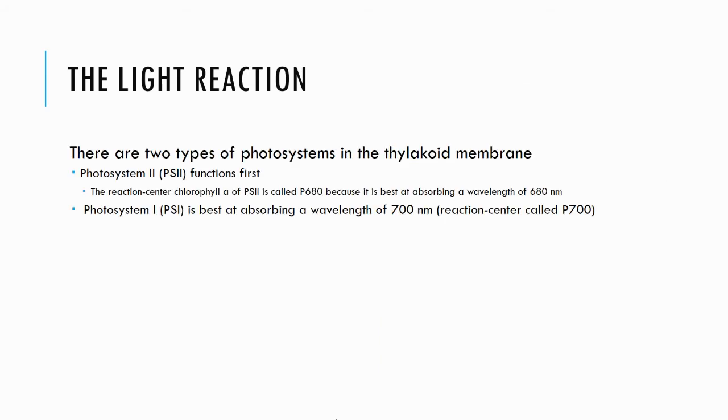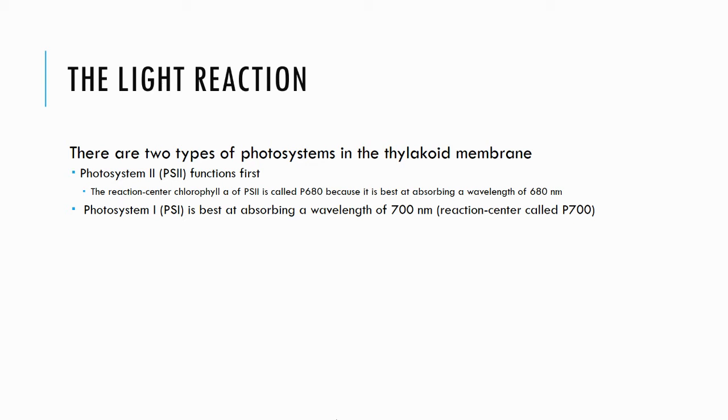There are two types of photosystems in the thylakoid membrane. There's photosystem 2 and photosystem 1. Photosystem 2 functions first. The only reason why it's not called photosystem 1 is because the second photosystem in the pathway was found first, so it got called photosystem 1, but then they had found another one and just called it 2, but photosystem 2 is what happens first.